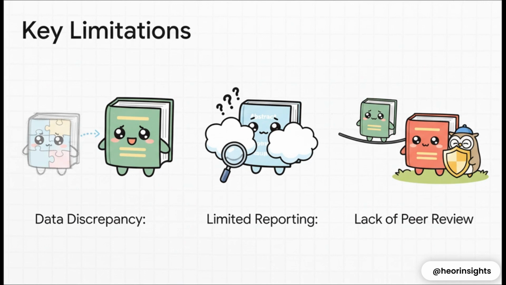As an analyst, you must always acknowledge 3 key limitations. First is data discrepancy. The results are provisional. Second is limited reporting. Abstracts lack the space for detailed methods. Third is the lack of rigorous peer review. For these reasons, any data extracted from an abstract must always be clearly labeled as preliminary in all analyses and reports.